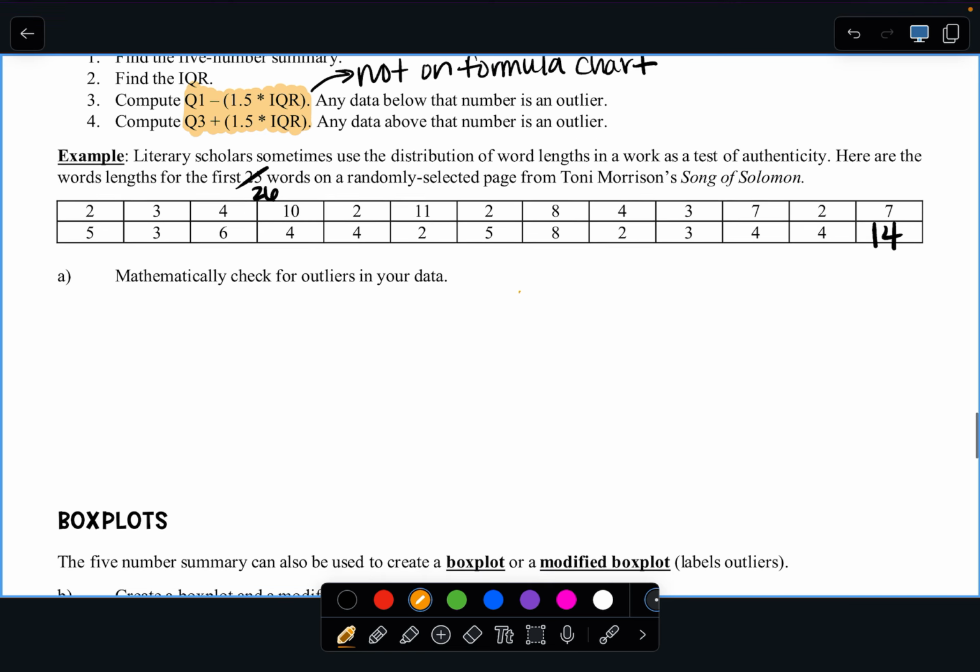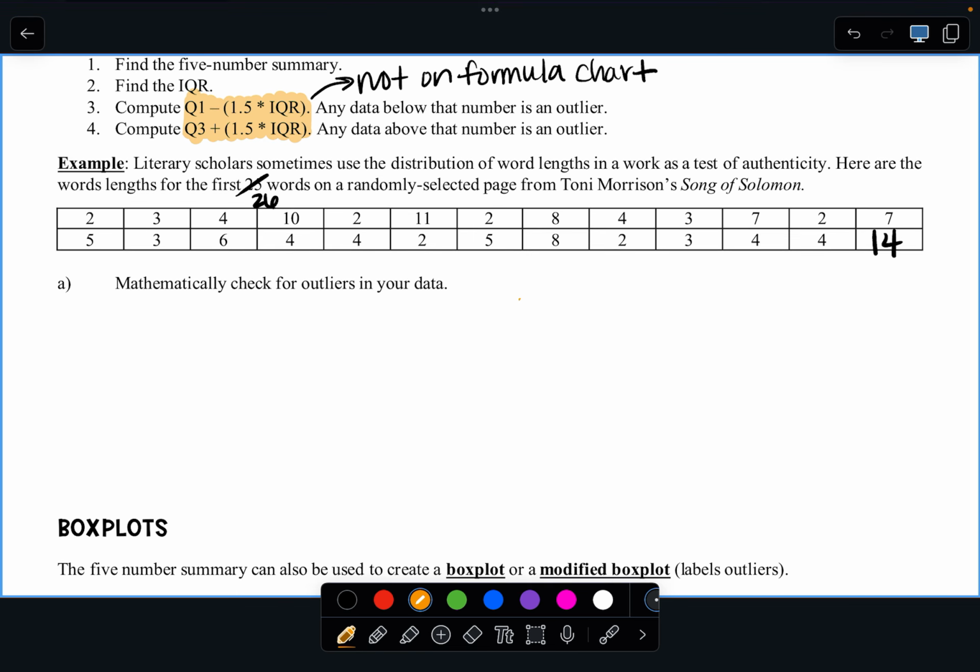Okay, so we have a set of data. It represents the word length for randomly selected pages in Song of Solomon, and it says to mathematically check for outliers. So to save us some time, I got the 5-number summary for this data set. It's 2, 3, 4, 7, 14. So what I did is I typed all of my data into my calculator, ran one var stats. This is what I got out. The only thing I really care about are quarter one and quarter three. So the first thing we do is we find the IQR. So that's going to be 7 minus 3, which is 4.